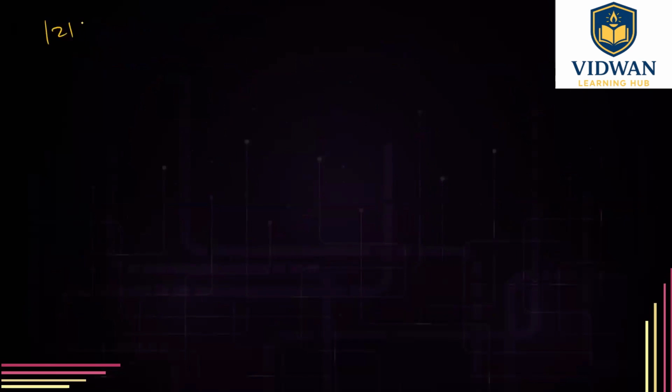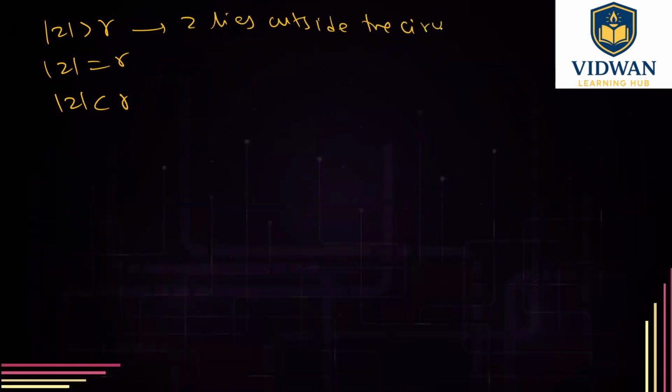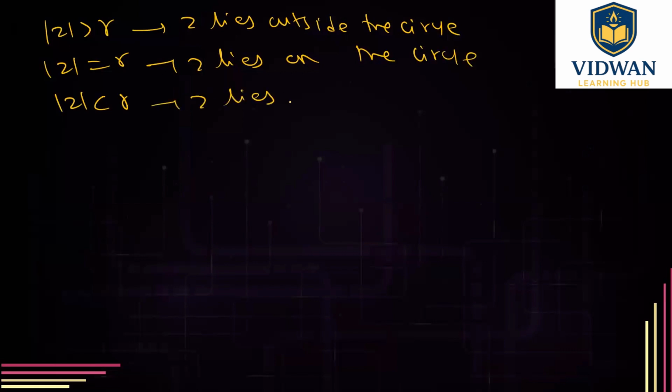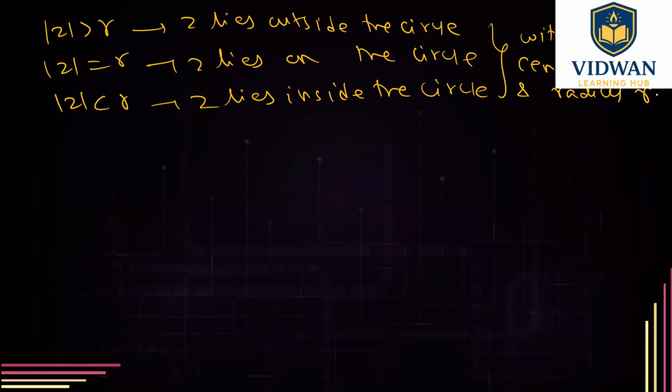So you can also write mod Z greater than R, mod Z equal to R, mod Z less than R. So here Z lies outside the circle. Here Z lies on the circle. And here Z lies inside the circle. What kind of circle? With center Z0, and Z0 is origin. With center origin and radius R. That's what we can conclude for the circle part. We'll do more about circles later, but to solve inequality questions, this much is enough.